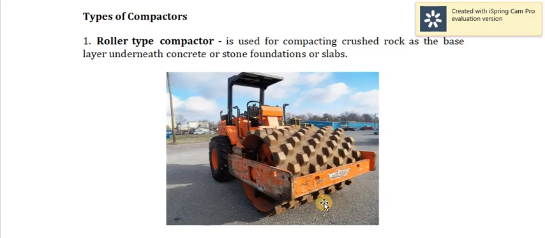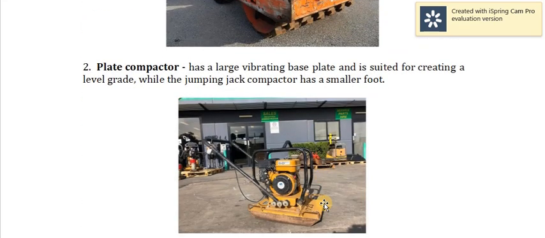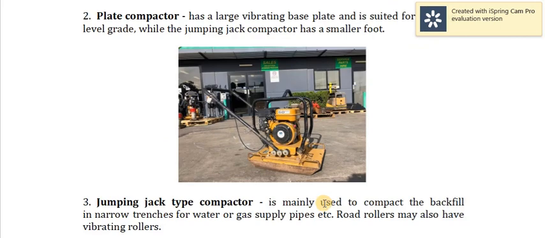Alright? So, yan. Important yung compactors. Plate compactor. Number 2 is plate compactor. It has a large vibrating base plate and is suited for creating a level grade, while the jumping jack compactor has a smaller foot. Ito mas malapad siya kasi yung tinatawag na jumping jack compactor siya yung number 3, ano?